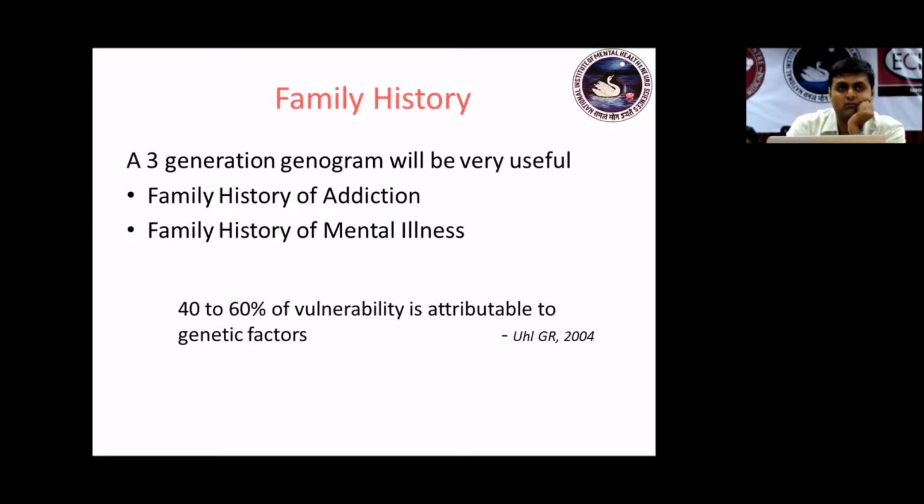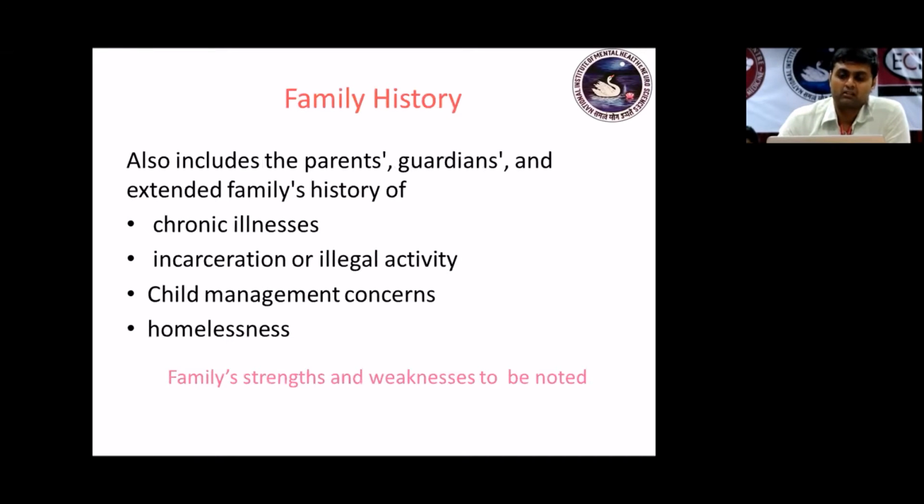In the assessment, a 3-generation genogram will help in documenting the family history. Both family history of addiction and family history of mental illness need to be asked and documented. This is because we know that 40 to 60% of vulnerability is attributable to genetic factors. It also includes the parents, guardians, and the extended family's history of chronic illness, substance use disorder, mental illness, incarceration or illegal activity, other child management concerns, homelessness, and home environment. These need to be assessed, and the family strengths and weaknesses, which will come up at a later point of time, need to be noted.